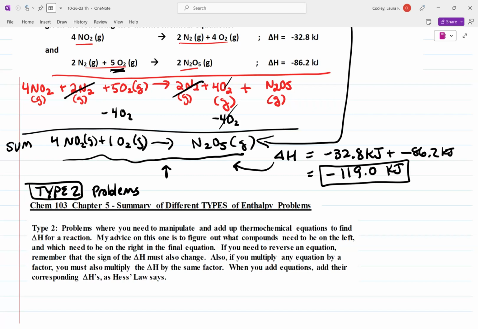What about if you reverse an equation? What does that do to the delta H? Remember, if it releases heat going one way, it's got to absorb heat going the other way. You have reactants and products. If this is going down, reactants to products, it releases heat. And if you make these the reactants and these the products, it's going to absorb heat. So when you reverse the reaction, you have to change the sign of the delta H. So you have to remember that.